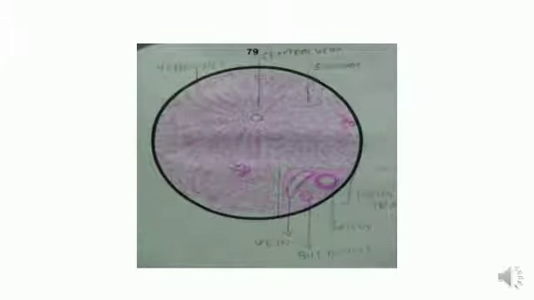This is how you have to draw the diagram in the record. Here you can identify this is a hepatic lobule surrounded by a thin layer of connective tissue, and this is the central vein. These are the hepatocytes radiating from the central vein, and in between you can identify the sinusoids. Here you can identify the portal triad.